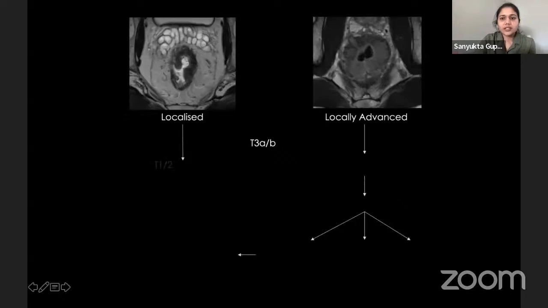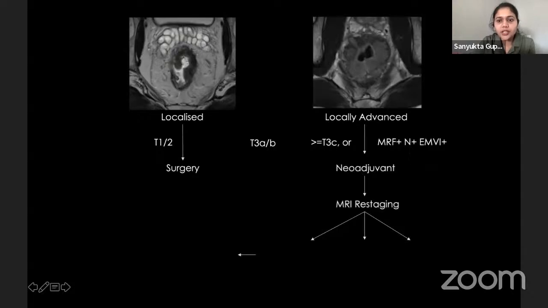So this is usually the treatment plan we follow. The localized or T1 or T2 stages go for upfront surgery or endoscopic resection, and the locally advanced, for example in the T3C stage or the MRF positive, or nodes positive, or EMVI positive, will undergo neoadjuvant therapy. Further, we'll do an MRI restaging.